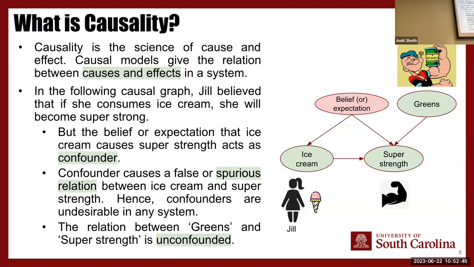So this belief here is called a confounder, which adds a fake relation between ice cream and super strength, or it can also be called a spurious relation, or a fake correlation. But the relation between greens and super strength is unconfounded, and it's a true relation. So that's the conclusion she came to. Greens make you super strong and super healthy, and ice cream, I mean, it might not make you super strong and healthy.